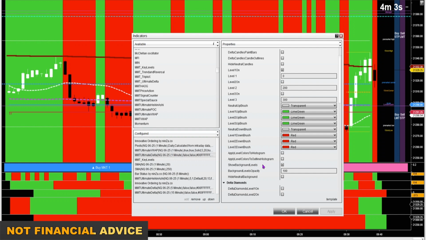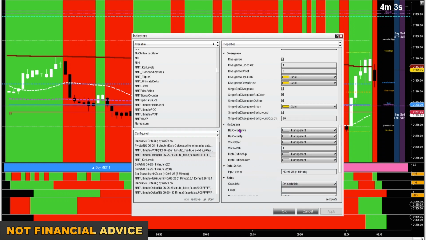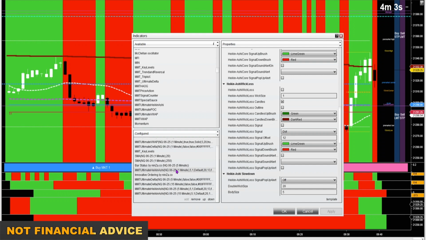I've got show background levels activated, 100% opacity. For the histogram, everything is transparent. And these are the same settings for all 3 instances of the ultimate delta. And I've changed the input series to the NQ 5 minute for this instance and the NQ 15 minute for this instance. I also have 3 instances of the MMT Ultimate HEIKIN ASHI.